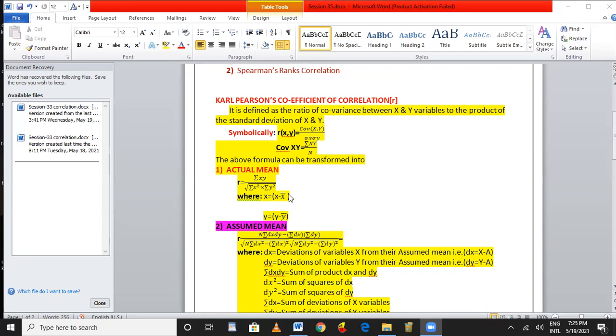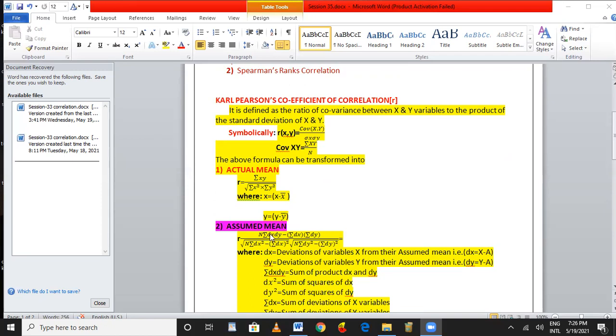In the actual mean method, we have to calculate the arithmetic mean by dividing the sum by the number of items, so that we get the arithmetic mean. But in the assumed mean method, we will not calculate the arithmetic mean first. Instead, we can assume a mean such as 10, 20, 30, 40, or 50. You can assume 20, 10, 40, or 50 as the mean.